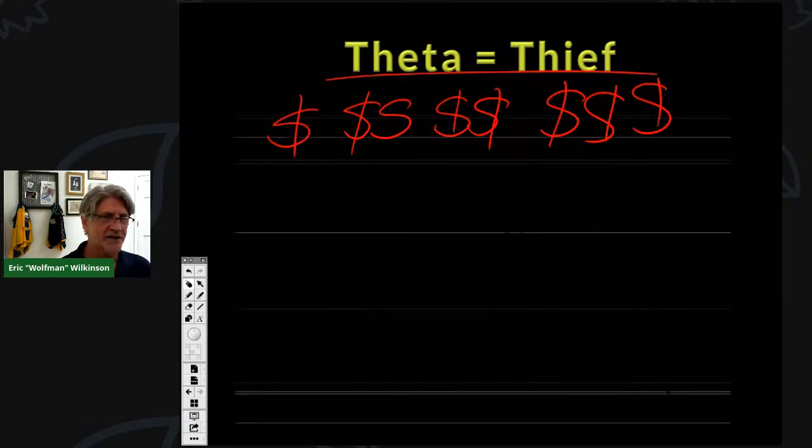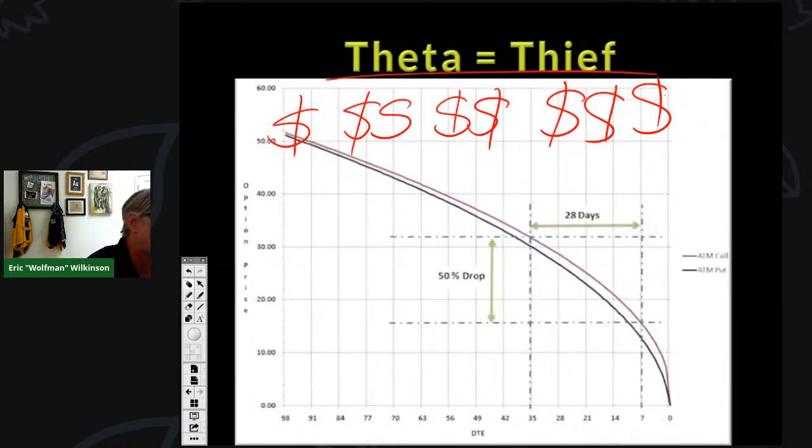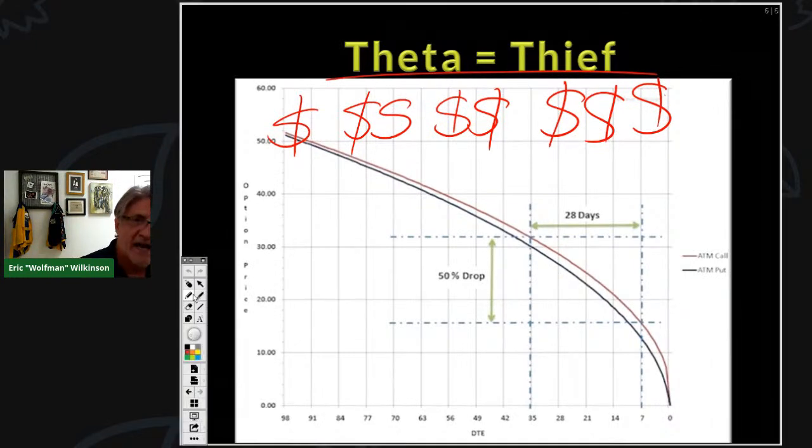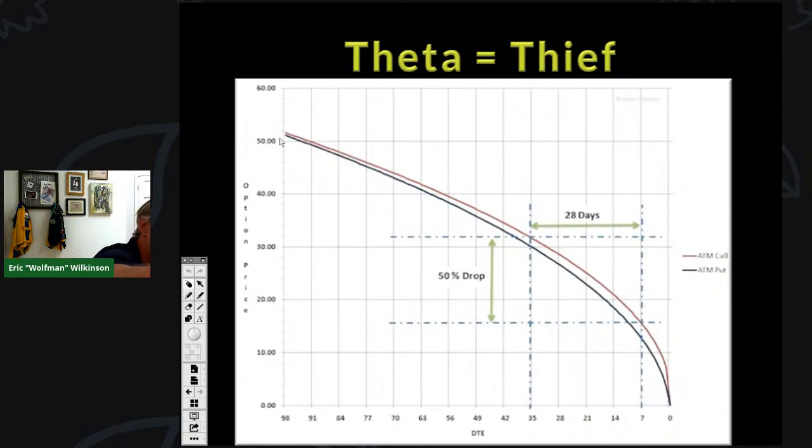It's not just $1, $1, $1. And if we look at it this way, you can see that the decay on these options starts ramping up, right? You can see it starts really getting aggressive inside of 35 days to expiration. Now, one of the beauties with this strategy is we are not only hedging volatility, we're hedging theta, all right?